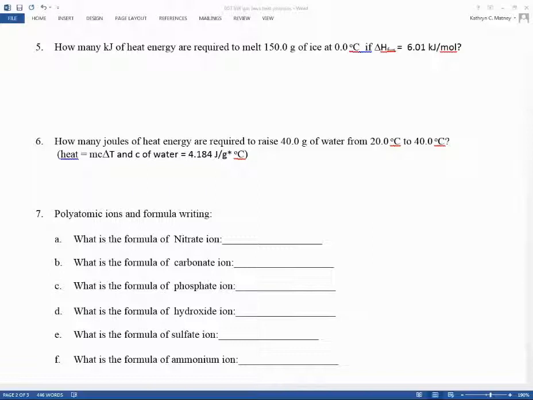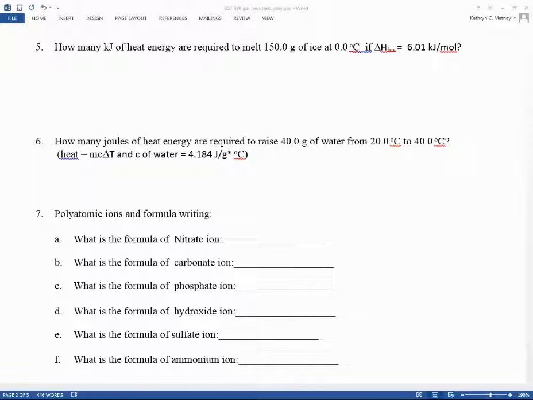All right, question number 5 says how many kilojoules of heat energy are required to melt 150 grams of ice at 0 degrees Celsius if the delta H to melt is 6.01 kJ per mole. If you'll remember from the last unit, there are 2 ways to find heat. I'm going to write them both out. Heat is equal to delta H times moles, or heat is equal to MC delta T: mass, specific heat, change in temperature. Those are the only 2 ways to get heat.